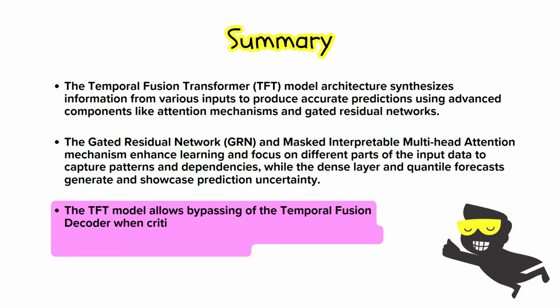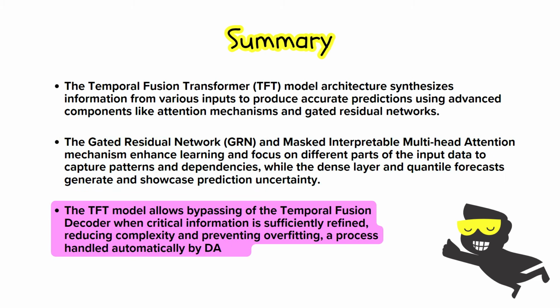Finally, the TFT model allows output from the first add-a-norm gate to bypass the Temporal Fusion decoder and move directly to the last add-a-norm gate. This bypass occurs when the initial processing has sufficiently refined the critical information, reducing computational complexity, speeding up the process, and preventing overfitting. Darts handles this bypassing automatically within the model architecture.